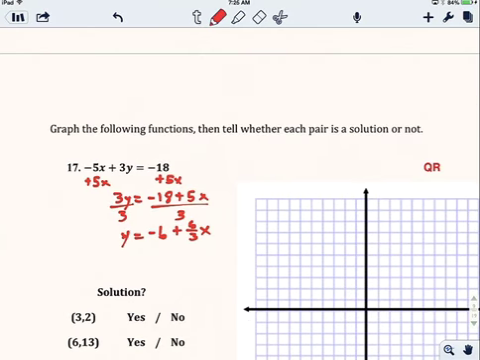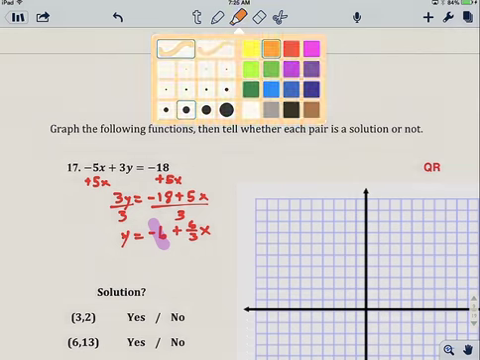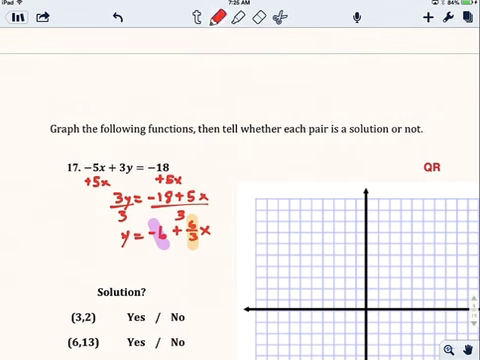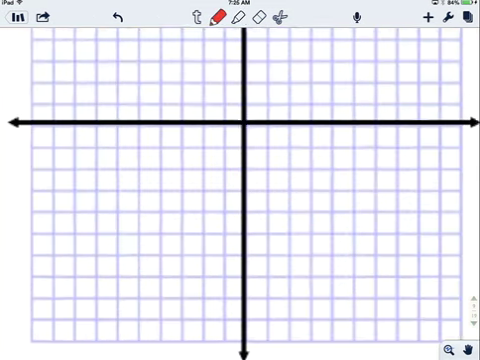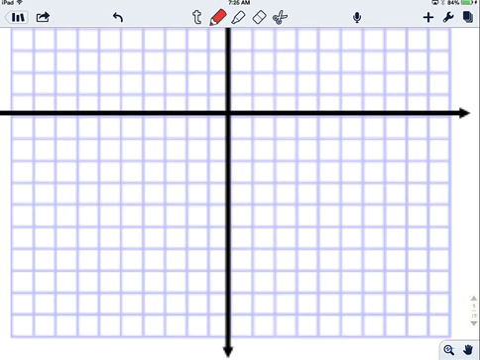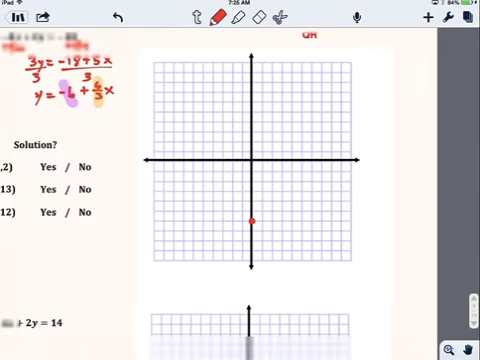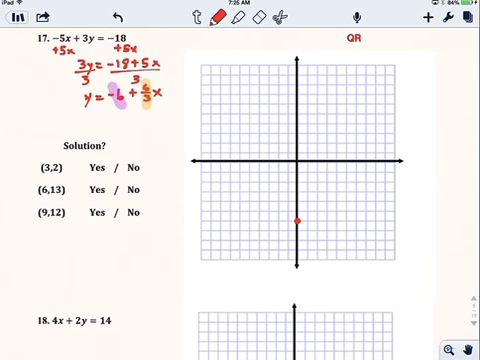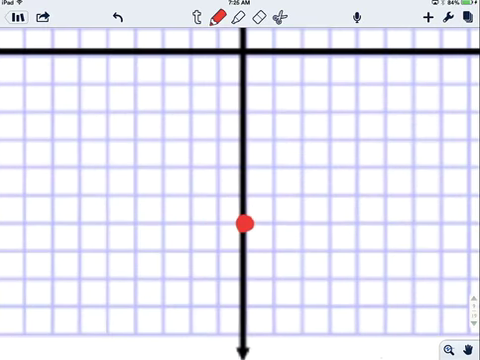And so now I can graph it. The reason I can graph it is I know the y-intercept, it's negative 6, and I know the slope, it's 5/3. So I'm going to start at negative 6 on the y-axis. That's 1, 2, 3, 4, 5, 6. There it is right there. A slope of positive 5/3 means I go up 1, 2, 3, 4, 5, and then over 1, 2, 3 to the right.